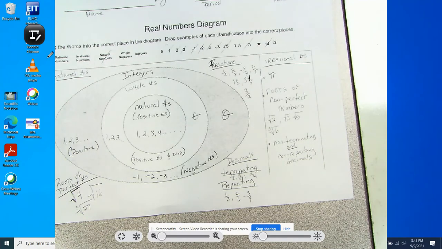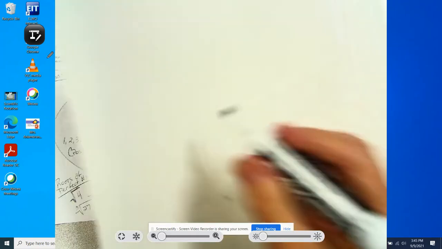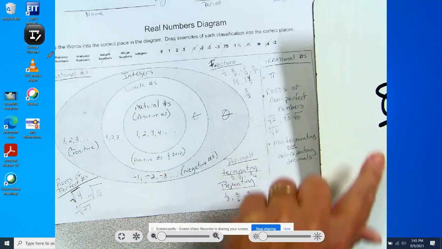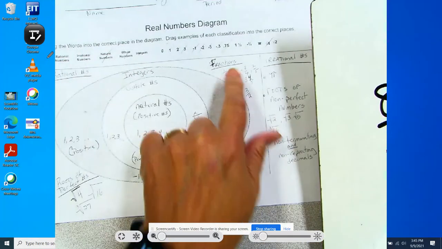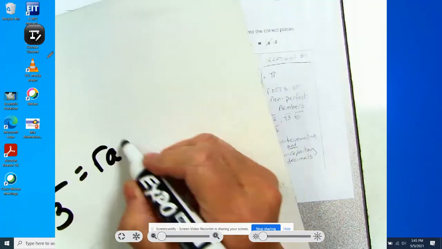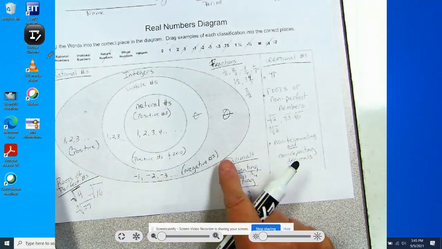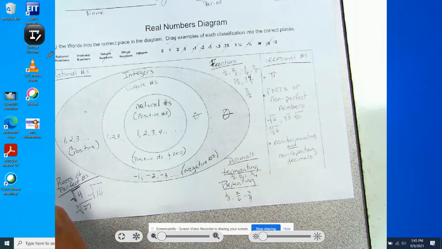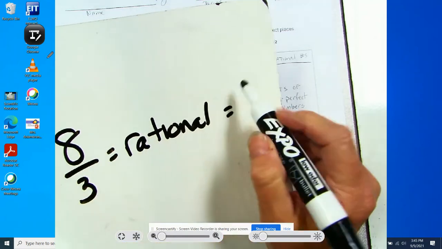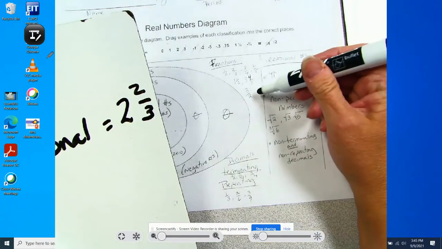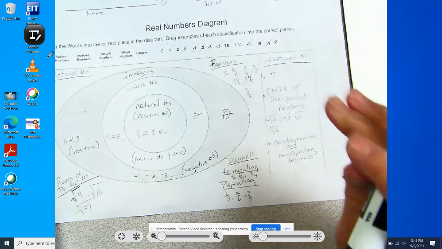So for instance, if I gave you 8/3 and you were asked to classify it, you would see that 8/3 is a fraction. Fractions are rational. So we would call this a rational number. Is it an integer? No, because it's going to be a fraction. 3 goes into 8 two times with 2 left over, so this would be 2 2/3. This is a mixed number, which makes it rational but nothing else.